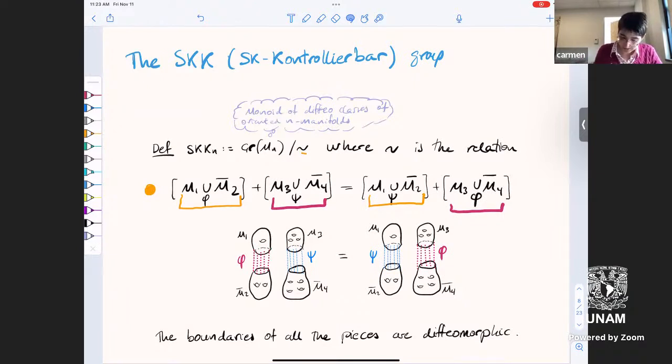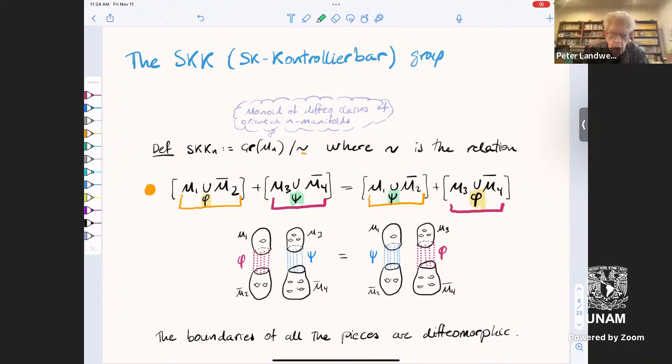One important thing to notice is that over here, the phi is gluing M1 and M2, but on the other side, that same phi is being used to glue M3 and M4. And same thing with the psi. The psi here is being used to glue M3 and M4, and on the other side, it's being used to glue M1 and M2.